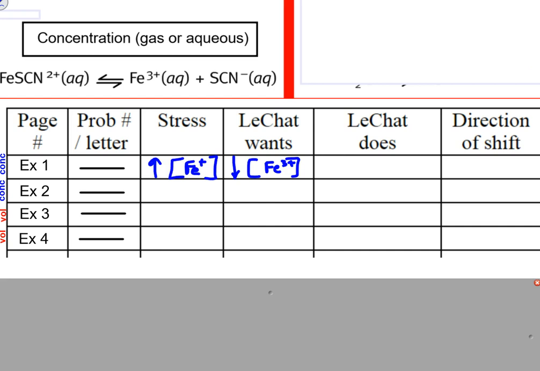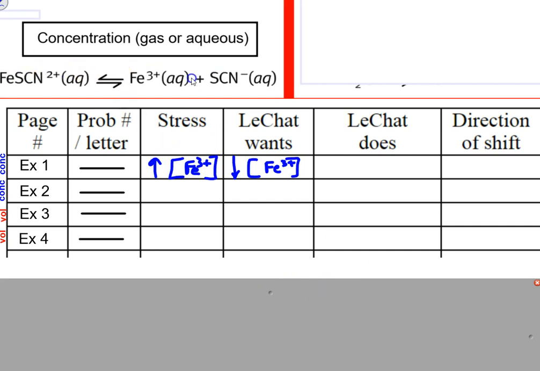So this guy is this chair. Here. There we go. Fe 3 plus. Okay. Now, what does LeChat actually do? Is he going to go to the side? He wants to take away iron. Now let's talk about how that happens.